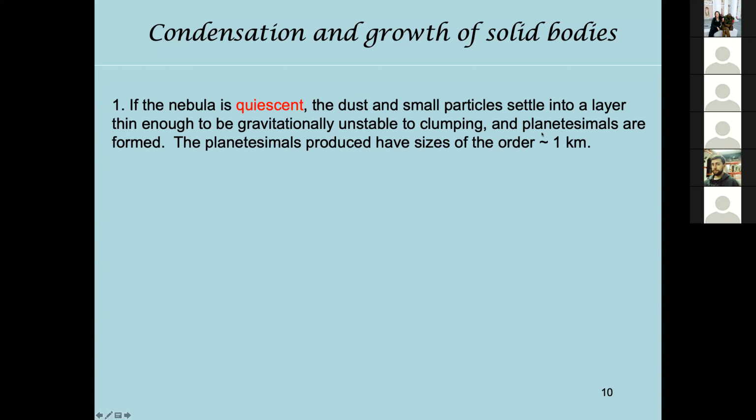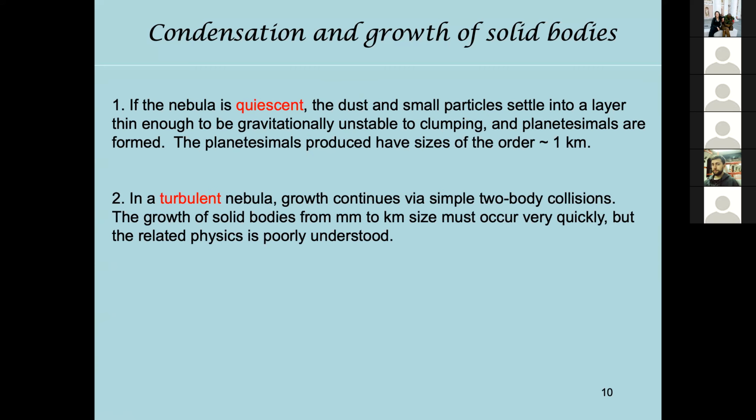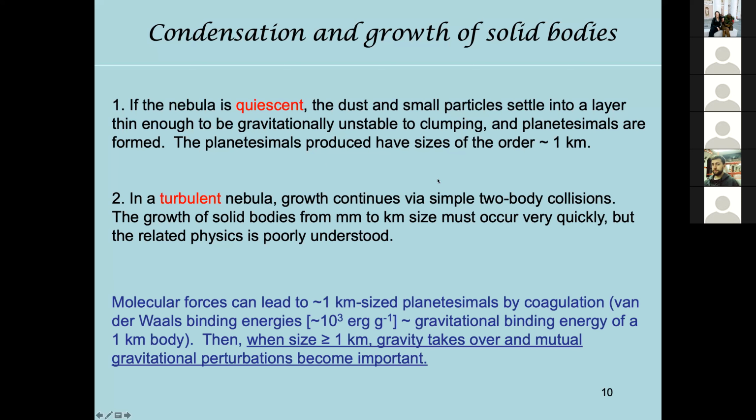And then you can produce planetesimals of the size of about 1 kilometer, which you need to arrive at the limit above which you can start to grow gravitationally. If the disk is a bit more turbulent, of course, you can also do extra growth with two-body collisions. But the problem is that going from millimeter to kilometer in this short time scale is quite problematic.